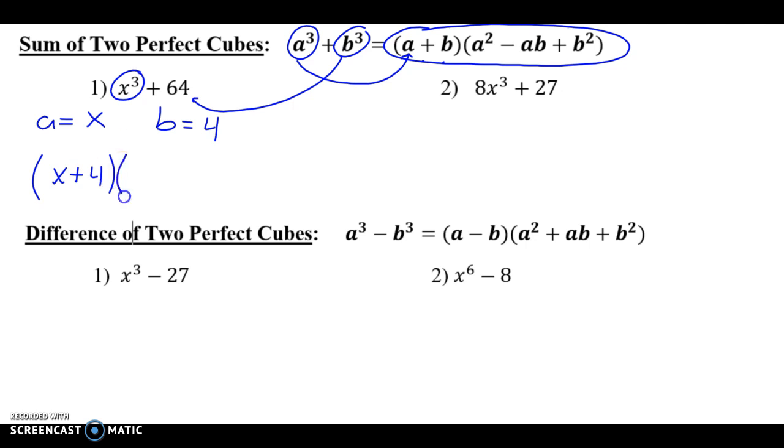And then we do a squared. So what am I going to put in my answer? X squared minus AB, good, is 4 times x, so 4x, plus 4 squared is 16. So you can actually square it, and that's your answer.